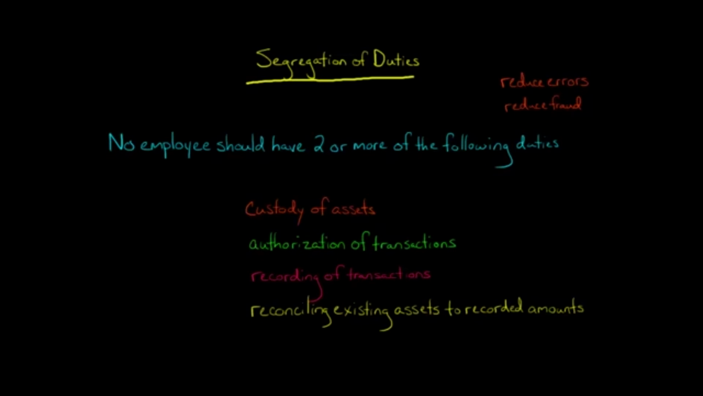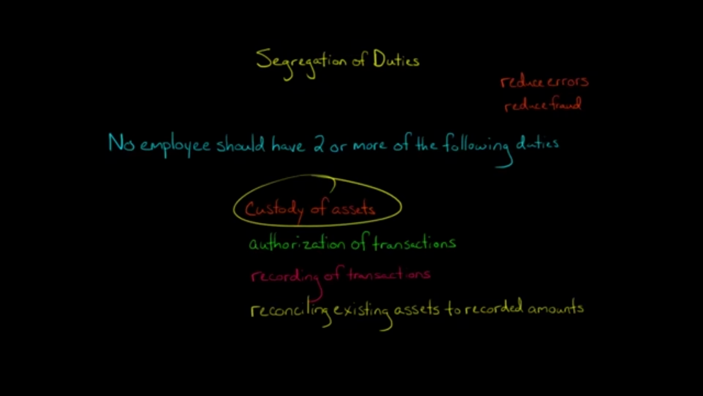Segregation of duties is an example of an internal control that a company would implement to reduce the amount of accounting mistakes, but more commonly to reduce the incidence of fraud. All segregation of duties is saying is this: no employee at the company should have two or more of the following duties. Okay, so let's go through these in turn.